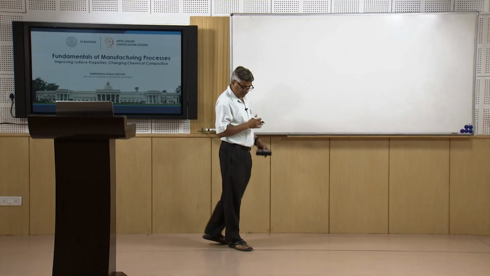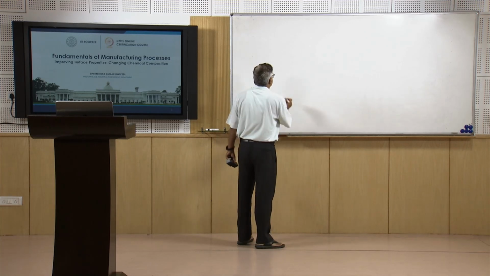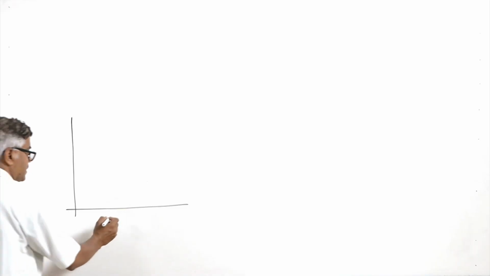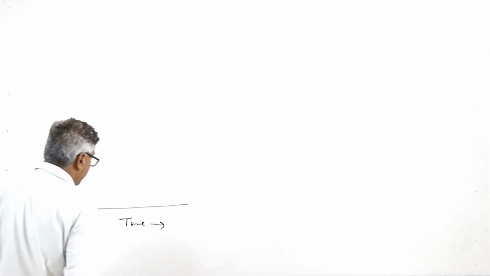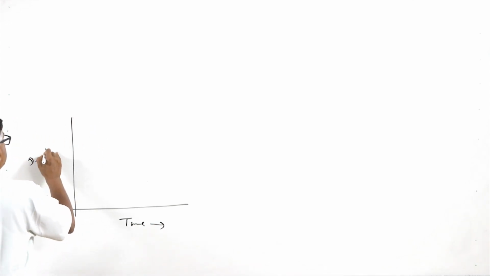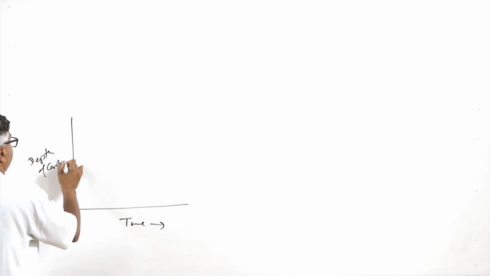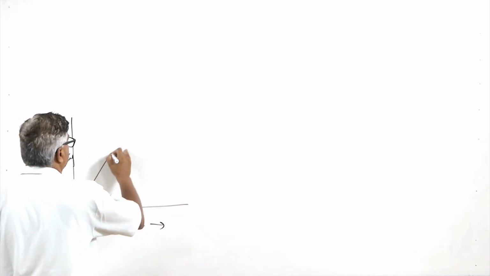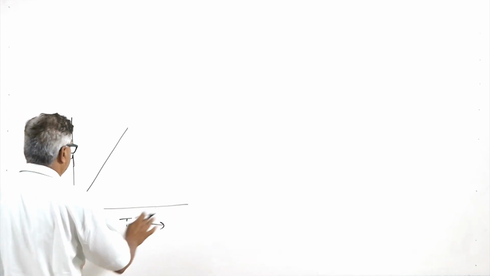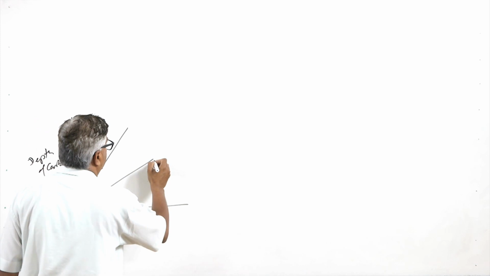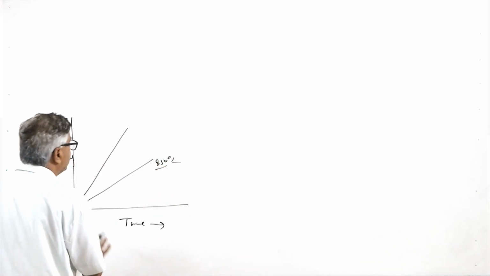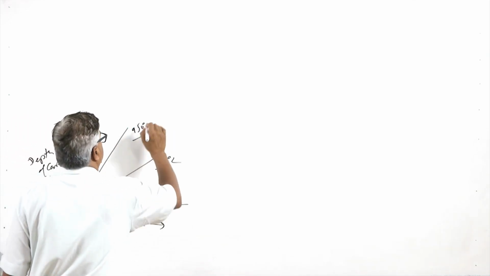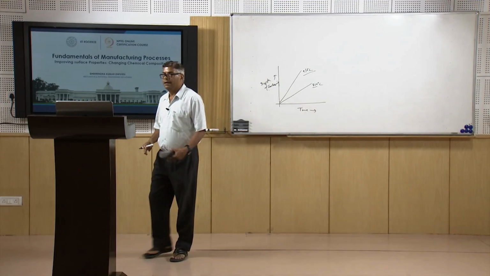So the depth of the carburized layer will be a function of both time and temperature. This is what we can see here in another diagram, where the carburizing time is on the x-axis and the depth of carburizing is on the y-axis. There will be a continuous increase in the depth of carburizing with increasing time, and the rate of increase is faster at higher temperature. At 850 degrees centigrade, the rate of increase in the depth of carburizing is slow compared to 950 degrees centigrade, as we can see in this diagram.